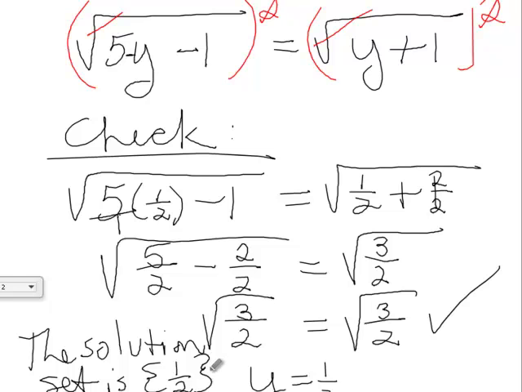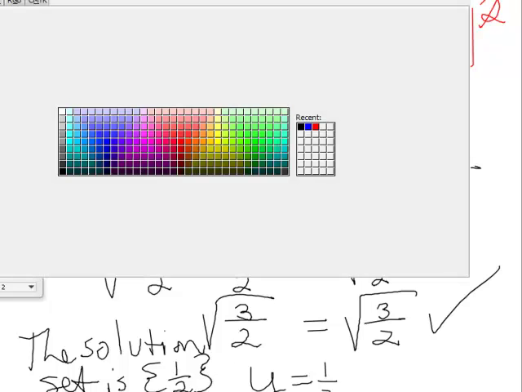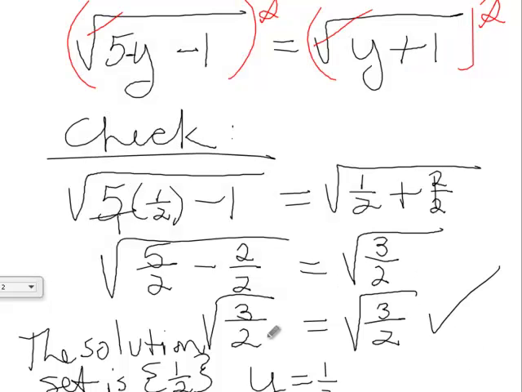Now, if we had checked this hypothetically, and instead of getting square root of 3/2 equals square root of 3/2, let's say that we had gotten square root of negative 3/2. We didn't, but what if we did get square root of negative 3/2 equals square root of negative 3/2? They are equal, but when you're checking these, a negative underneath the radical is not okay.